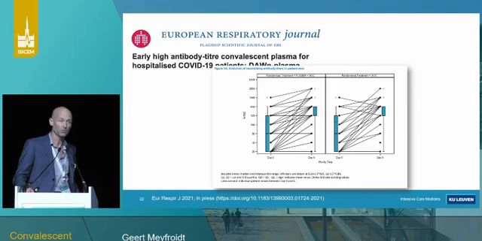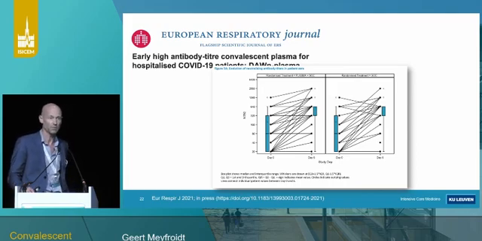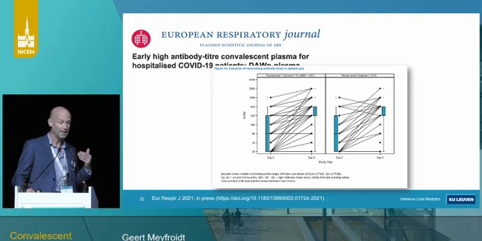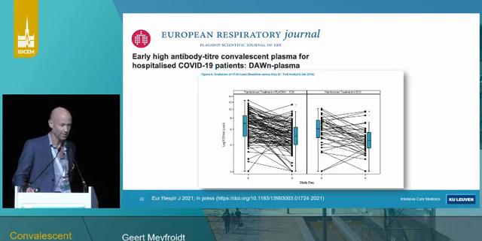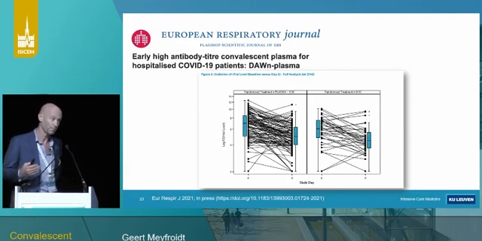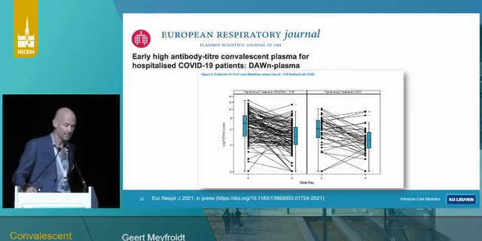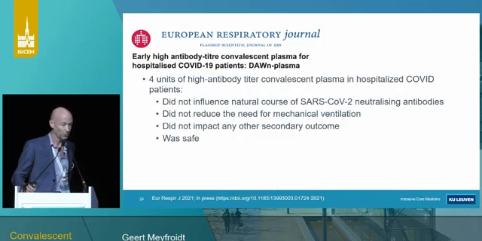But what was maybe most surprising, and a second interesting part of our study, apart from the fact that we gave a lot of plasma, even this high dose of plasma was not able to influence the natural course of antibody titers in these patients. So there was no difference in the natural course of antibody titers between the patients who got plasma versus the ones who did not get the plasma. And the neutralizing antibody titers in the blood did influence the viral load, but this was not influenced by the intervention.